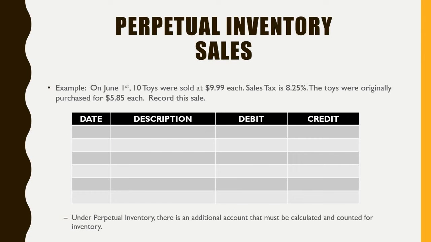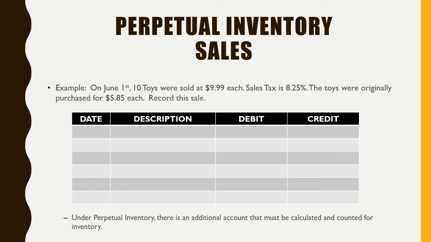So in this case, right, this example here for June 1st, 10 toys were sold for $9.99 each. Okay, sales tax is 8.25%. And of course, the toys were originally priced or purchased for $5.85 each. Okay, so let's record this sale.